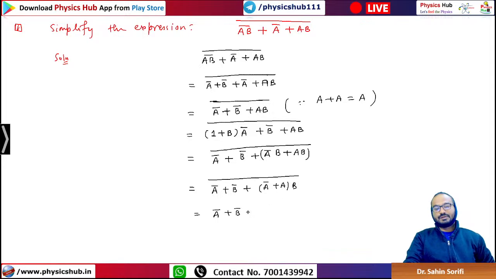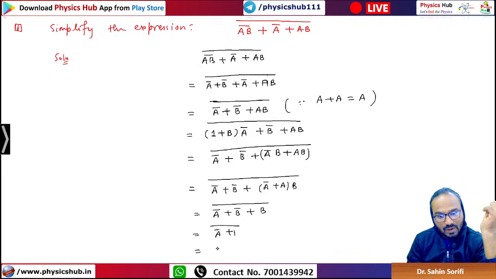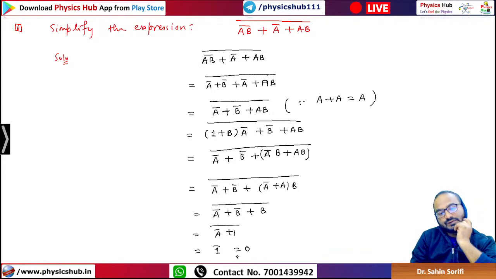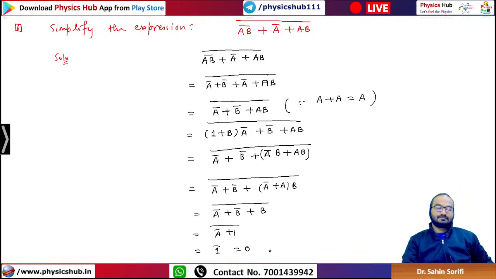A plus A complement is 1. 1 into B is B. Now, what is B plus B complement? B plus B complement is 1. 1 plus A complement is 1. So the complement of 1, that is 0. Understood?